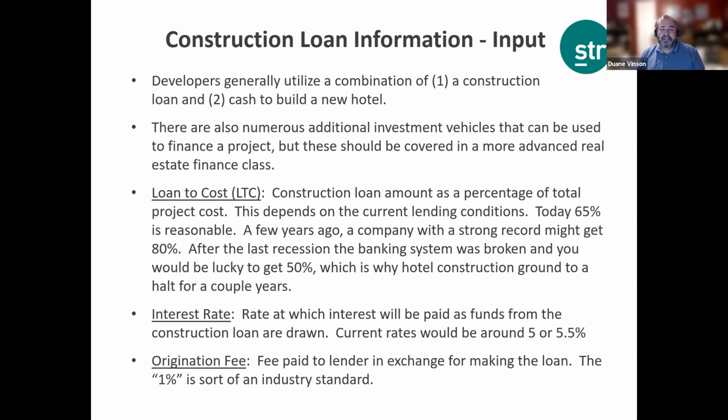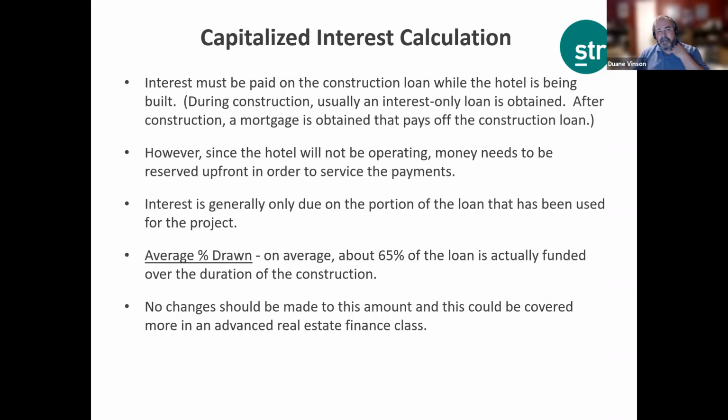Interest rates as well. The interest is going to be paid as funds from the construction loan are drawn. The current rate, we're going to use 5.5%. That also is going to be maybe a little lower than that, or depend upon the type of loan. It could be higher than that as well, right? I've heard these can go as high as 10 to 12%, which is kind of crazy. But the origination fee, this is the fee paid to the lender in exchange for making the loan. 1% is sort of a standard there, and so that's what we're going to use in our training.